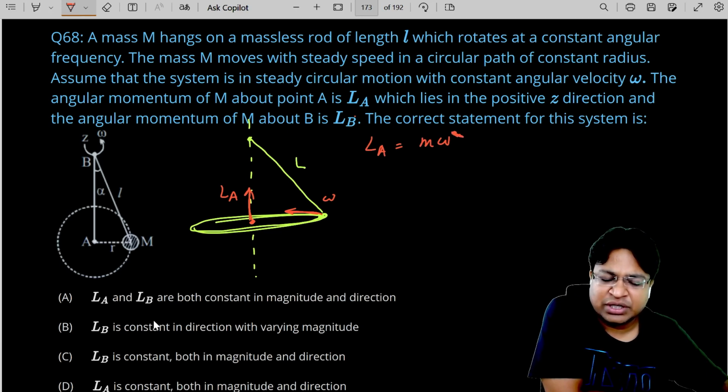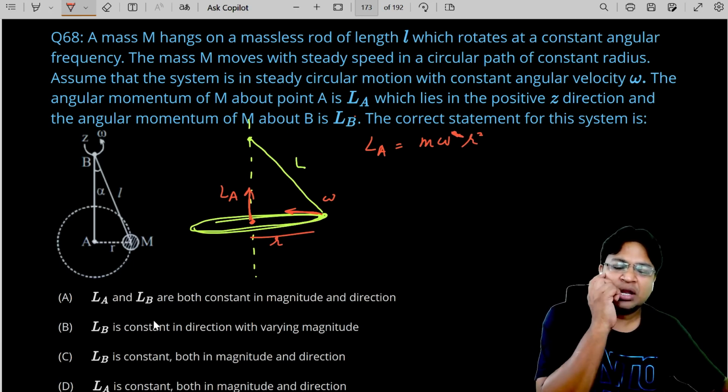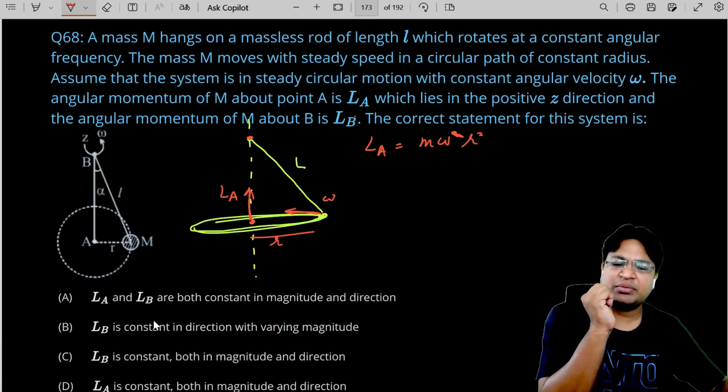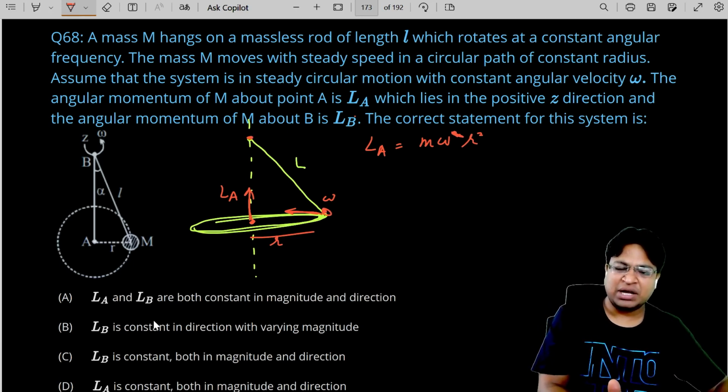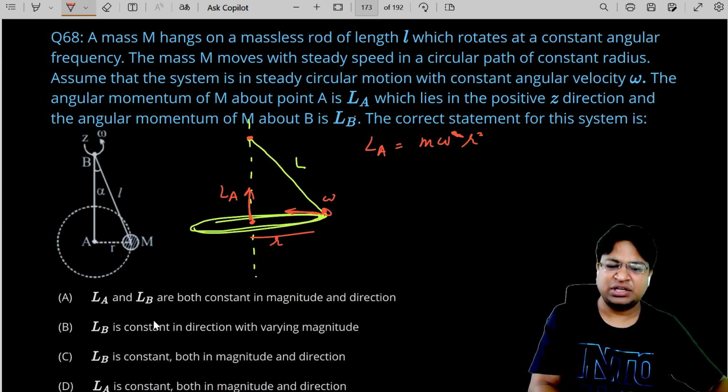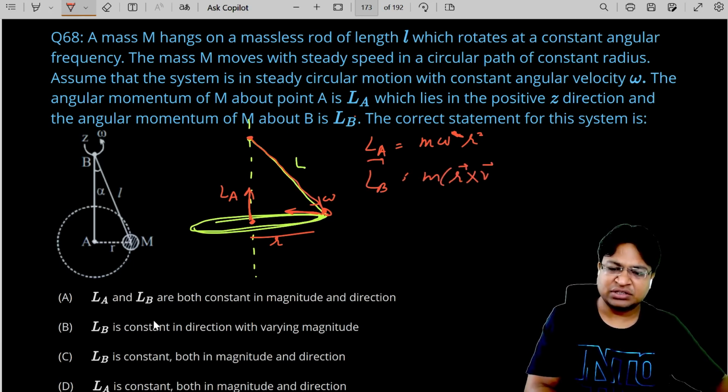Just not omega square. It would be like m into, if this distance is r, so m r square into omega. Now, if we think about the angular momentum about this point, this is a point which has the inward velocity, and this is the position vector. So we write angular momentum of a particle as m into r cross v.